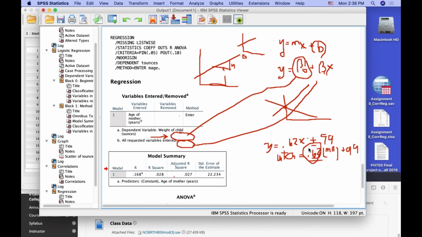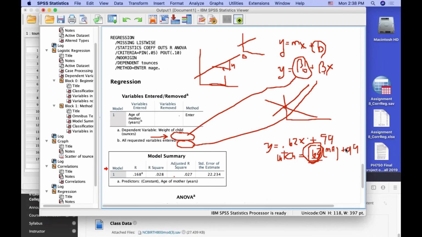So the slope is important. When you do a project, you might say to yourself, well, let me highlight what the slope means in this regression formula, what it's telling me. In this case, it's telling you for every year that the mother is older, the difference in the baby's birth weight is approximately 0.6 ounces.